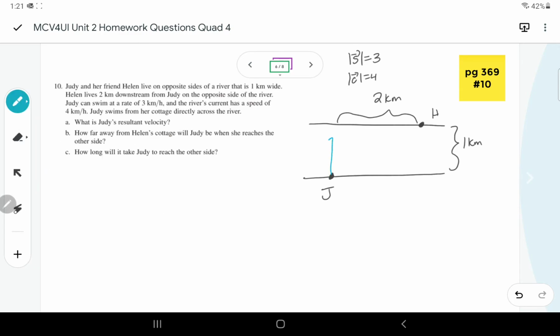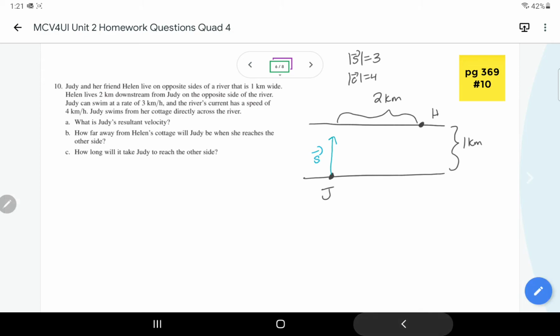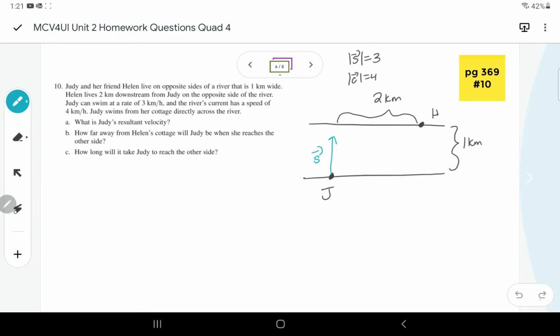So she's starting out swimming like this. She says, I'm just going to aim right across the river and see what happens. But we've got the current, which is going to be pushing her downstream. And then we want to figure out what that resultant is going to be.